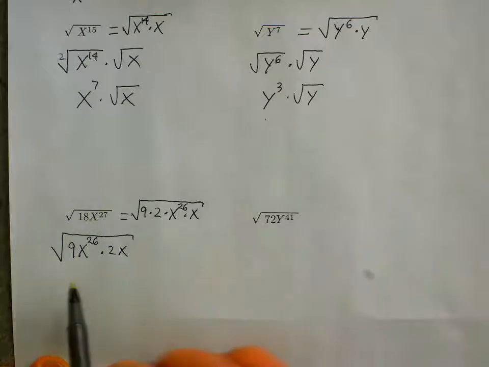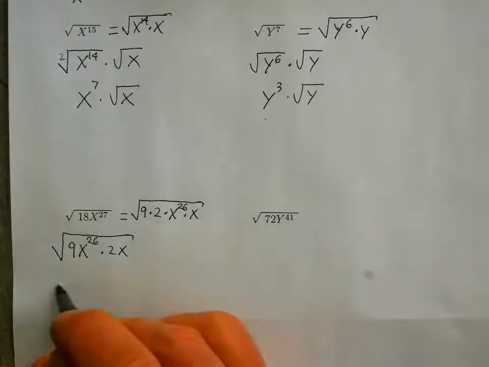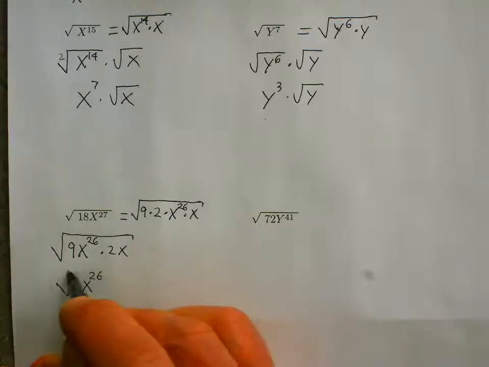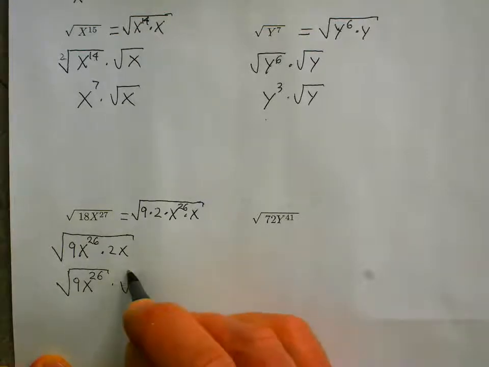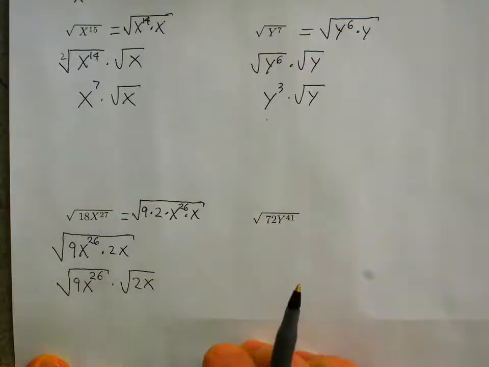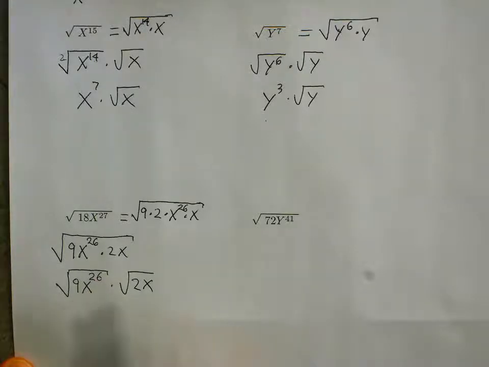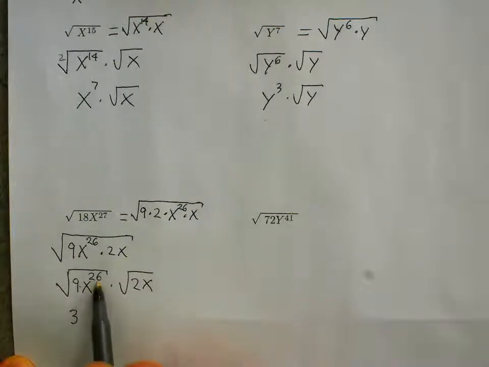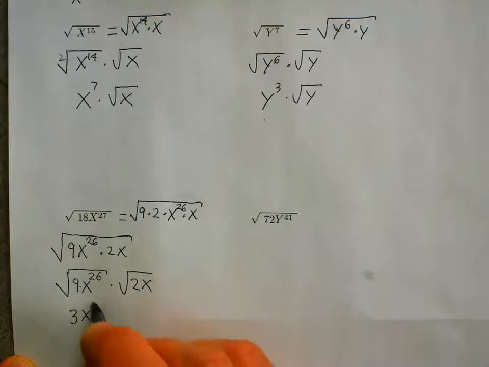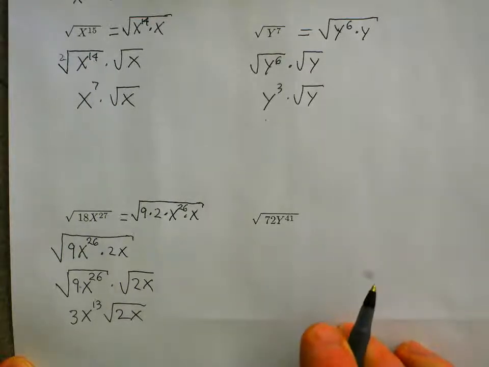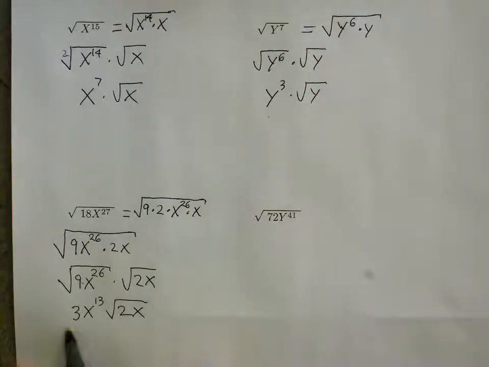Then using the product property of radicals, we can write this as the square root of 9 times x to the 26th times the square root of 2x. And we can simplify the square root of 9 times x to the 26th. The square root of 9 is 3. The square root of x to the 26th is x to the 13th. And we multiply that by the square root of 2x. Okay, so this is our simplified result.